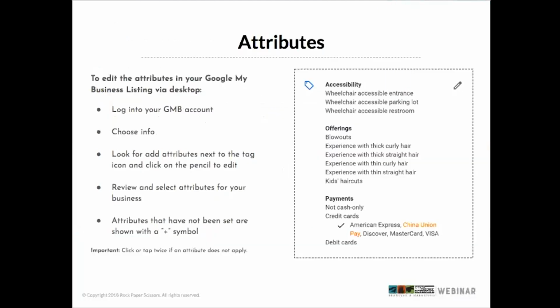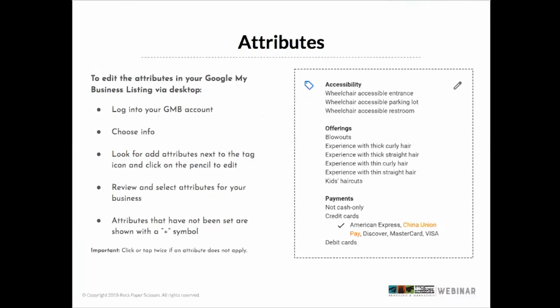Yep. All right, there's also a section for attributes, and attributes are the smaller details about your business that highlight your most important features and distinguish you from your competitors. So they show up below your business description and give customers a better idea of specific offerings, payment options, accommodations, anything like that.